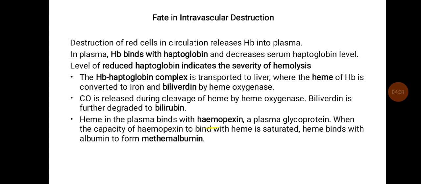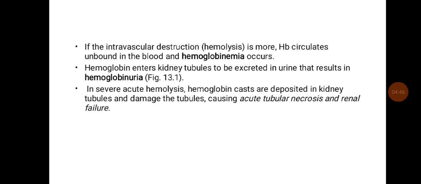Heme in the plasma binds with hemopexin, a plasma glycoprotein. When the capacity of hemopexin to bind heme is saturated, heme binds with albumin to form methemalbumin. In intravascular destruction, when hemolysis is more, the hemoglobin circulates unbound in the blood and hemoglobinemia occurs. Hemoglobin enters kidney tubules to be excreted in urine, which results in hemoglobinuria. In severe acute hemolysis, hemoglobin casts are deposited in the kidney tubules and damage the tubules, causing acute tubular necrosis and renal failure.